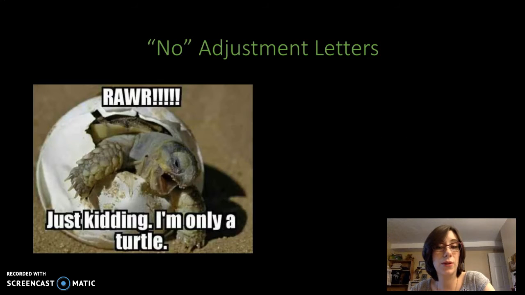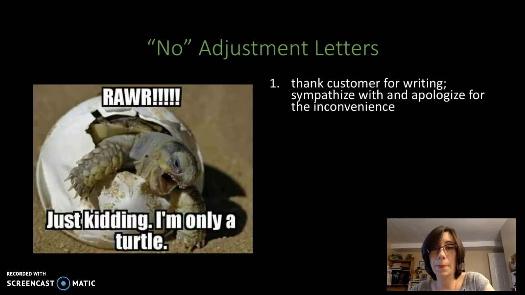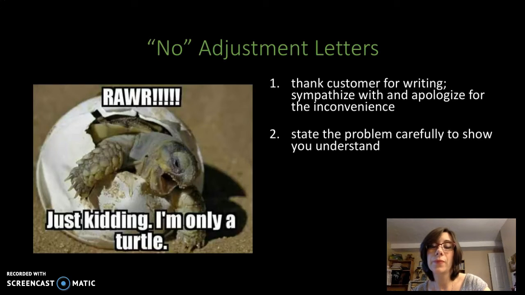And here's how I would go about organizing your no adjustment letter. Okay. In your first paragraph, thank the customer for writing and sympathize with the problem they experienced. Make sure you clearly identify the problem so they know you know what it is, and apologize for the inconvenience that they've experienced, okay? State the problem carefully to show that you understand what the problem is.